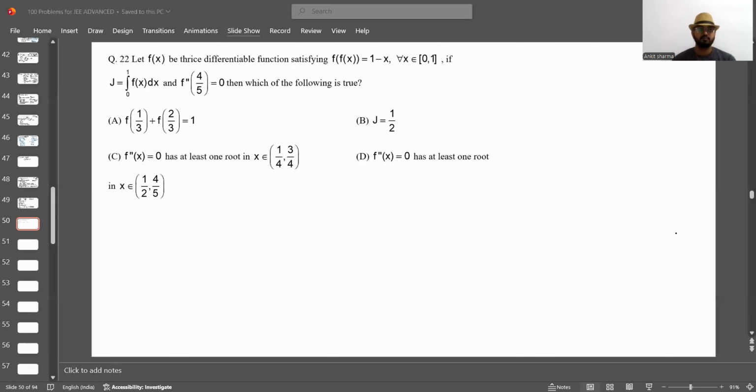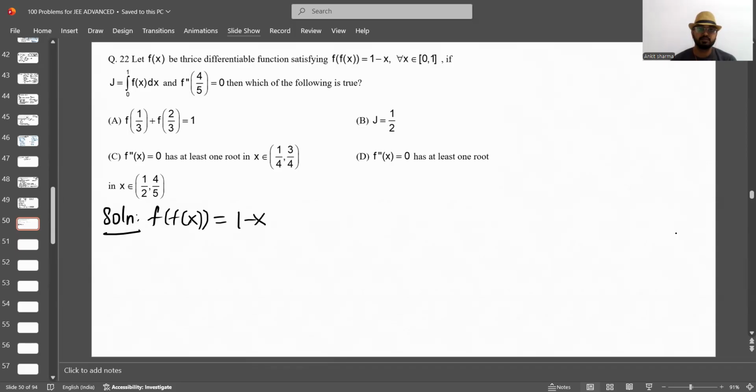Now looking at this, we have a twice differentiable function satisfying f(x) = 1 − x, and then this integral is given, j equal to the integral from 0 to 1 of f(x). Since we don't know the function so far, we have f double dash of 4/5 is 0.